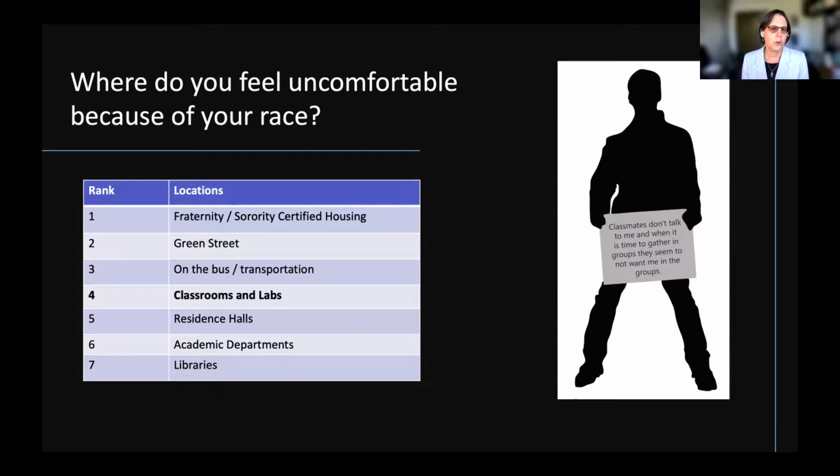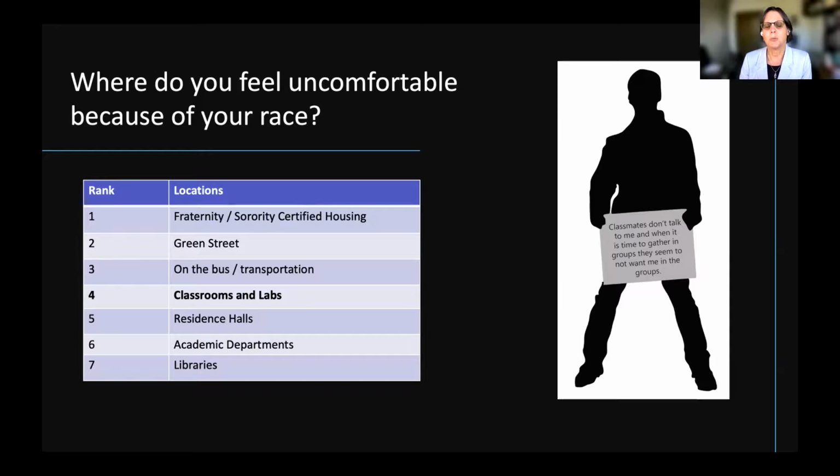And so these are the top items that came up. Fraternity and sorority was the number one place that students of color felt most uncomfortable. And Green Street is just a commercial district with lots of restaurants and bars. The bus, classrooms and labs was pretty high. Residence halls, academic departments, and libraries. So a lot of spaces where students of color felt uncomfortable because of race.